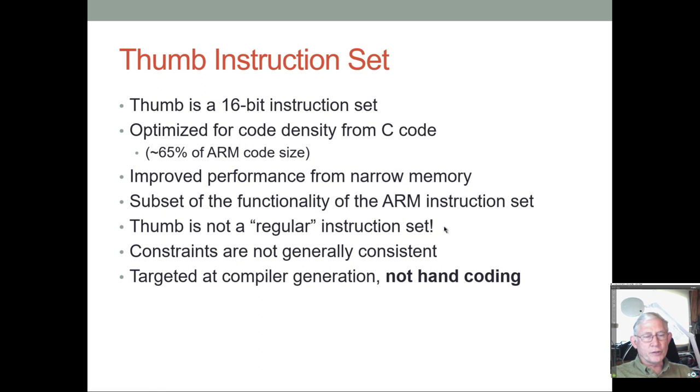It's not a regular instruction set, which means it's missing some instructions you would normally have, and there are constraints for some instructions that aren't evenly applied across all the various instructions. The reason for that is it's targeted at compiler generation, not hand coding. The whole idea is that you would write these programs in C and they would be compiled, and that you wouldn't write them in assembler. You can think of assembler as hand coding. Yes, the assembler does do some work for you and lets you use mnemonics and whatnot, but you're still writing every single machine instruction out in assembler.